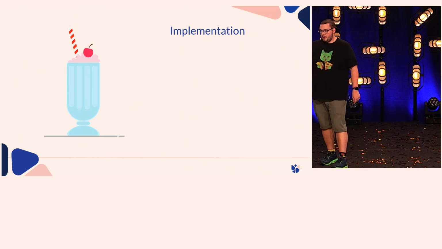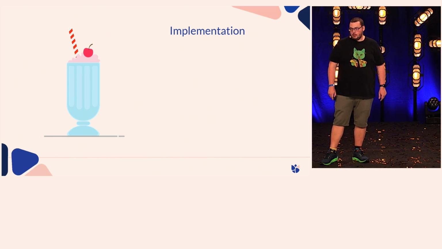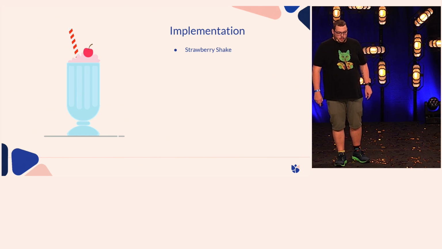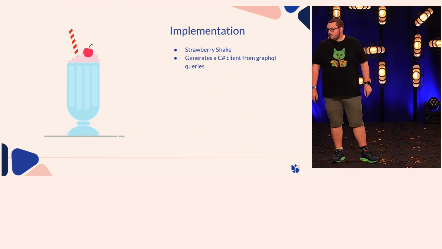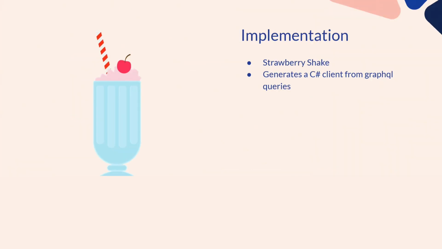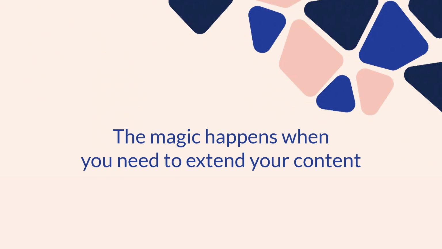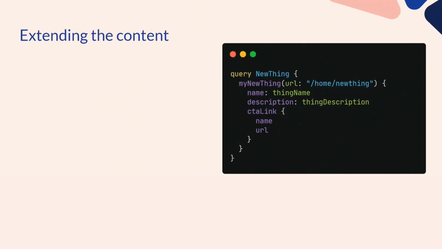While searching for a GraphQL client, I discovered an open source option called Strawberry Shake. This tool generates a C# client directly from GraphQL queries. And it also creates all the models, so there's no need for manual data mapping. And it handles all the requests as well. So basically, it does everything for you. But the real magic happens when you need to extend your content. Extending your content using Strawberry Shake is super, super simple.